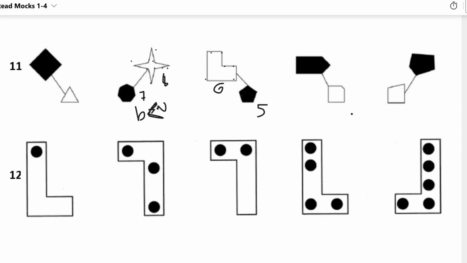All of them are the same apart from D, I'll just write that in, where this has 1, 2, 3, 4, 5, and then this has the same number of vertices, therefore the solution is D.